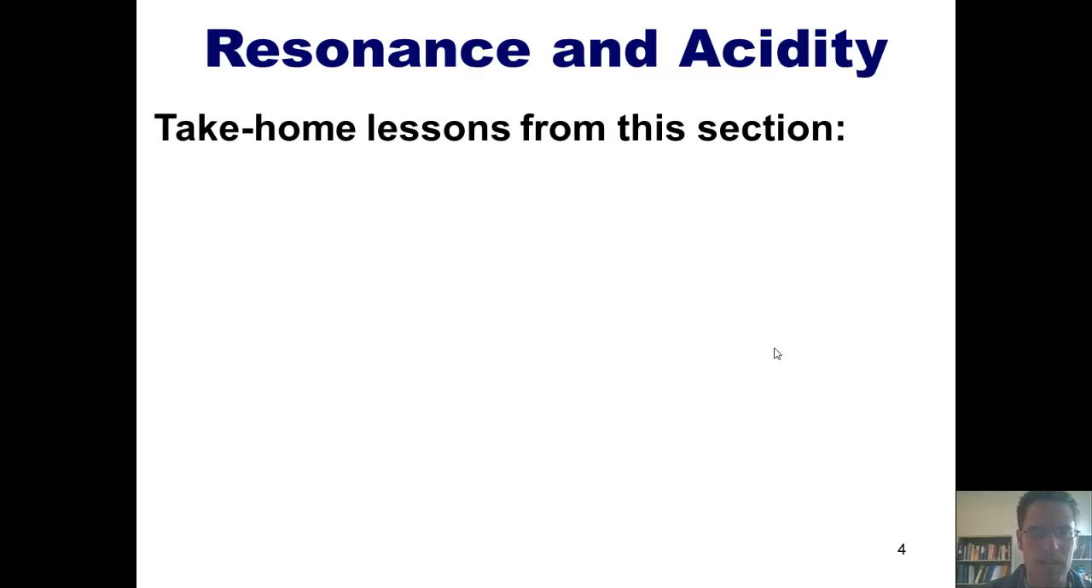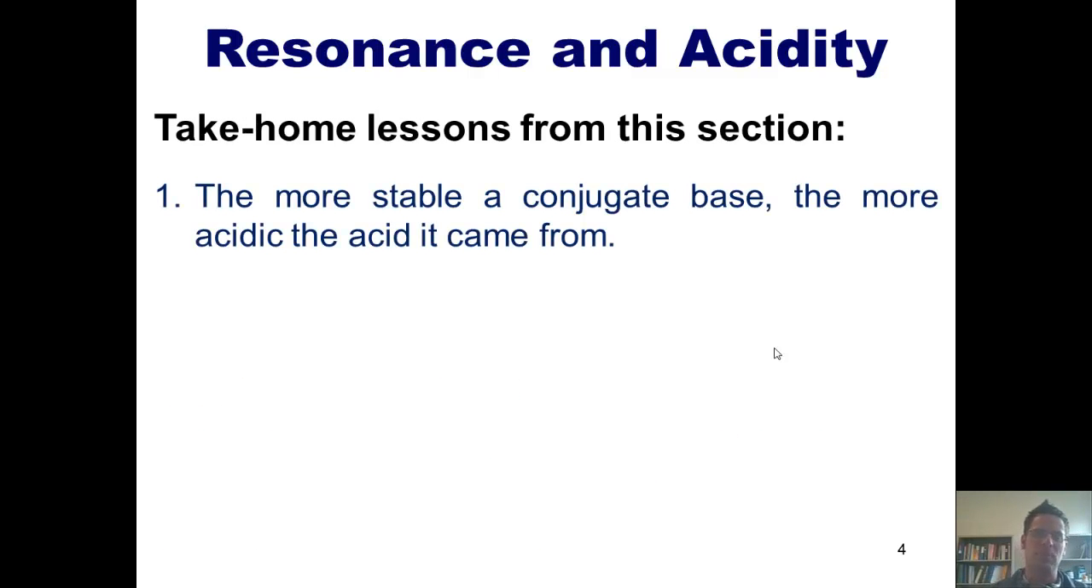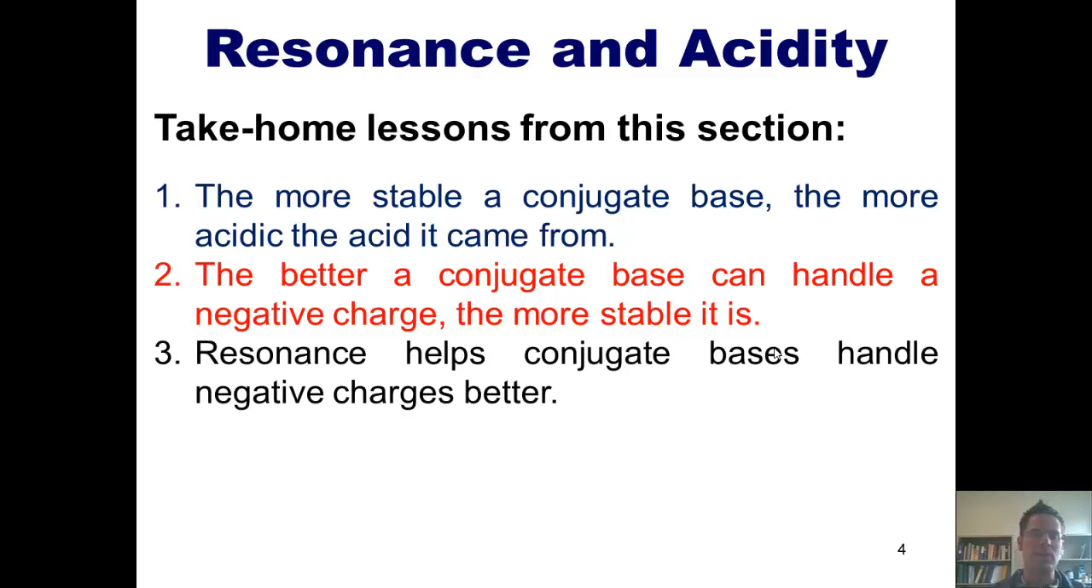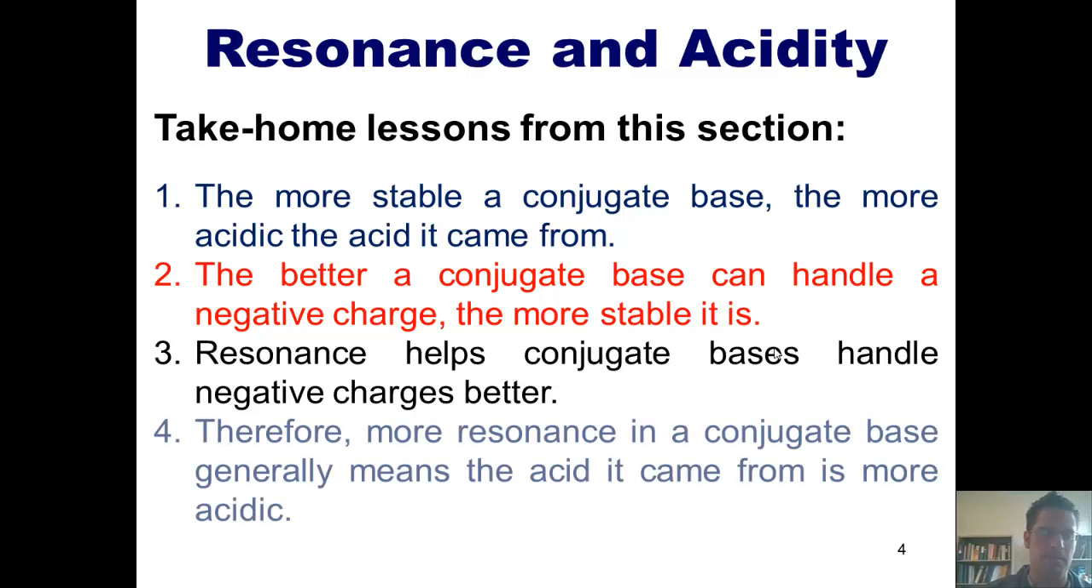So what are our take-home lessons from this section? The more stable the conjugate base, the more acidic the acid it came from. The better a conjugate base can handle a negative charge, the more stable it is. Resonance helps conjugate bases handle negative charges better. Therefore, more resonance in a conjugate base generally means the acid it came from is more acidic.